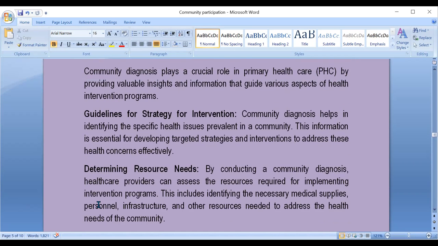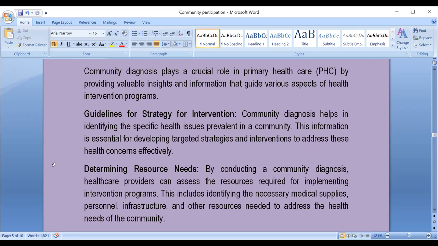Another aim is to provide guidelines for strategy for intervention. Community diagnosis helps in identifying the specific health issues prevalent in a community. This information is essential for developing targeted strategies and interventions to address these health concerns effectively.